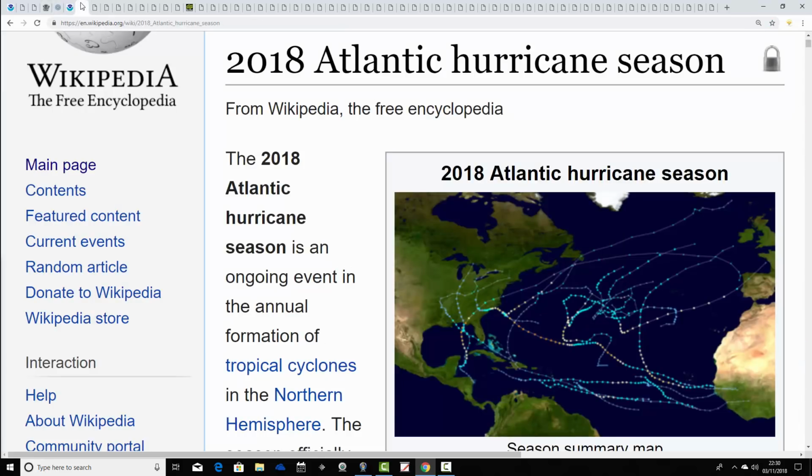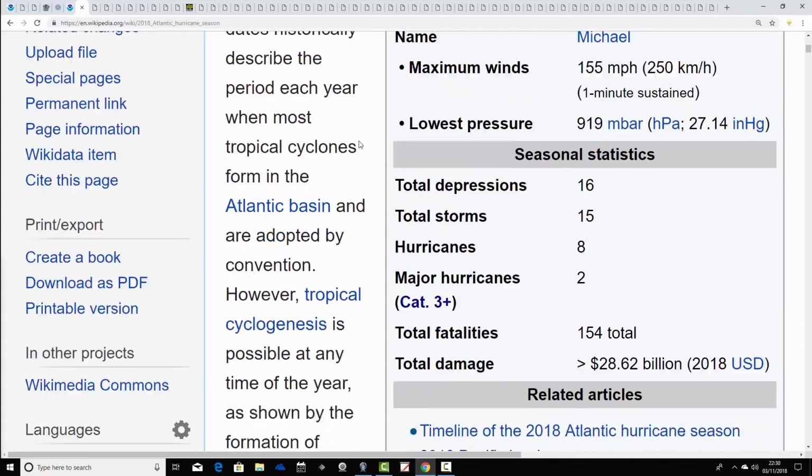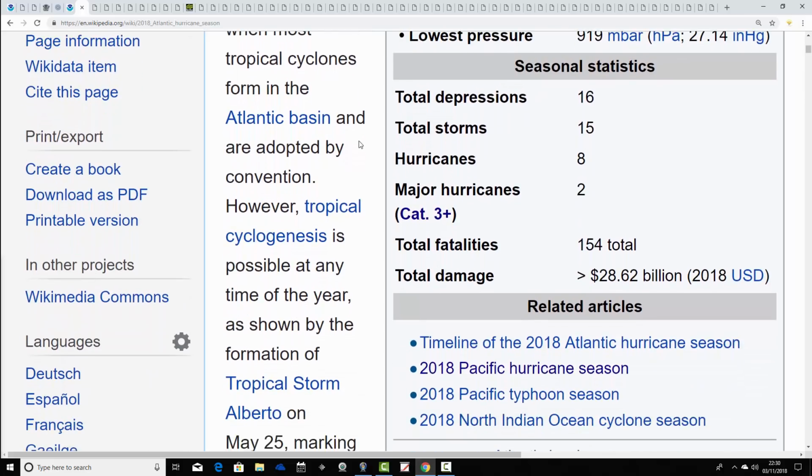Right, 2018 Atlantic hurricane season next. This is the very latest in terms of the 2018 hurricane season from Wikipedia. I'll scroll you down to the numbers. Drawing to a close now with the hurricane season, of course. We've still got November to go, but I think we are beginning to wind this hurricane season down quite a lot. So these are the latest numbers.